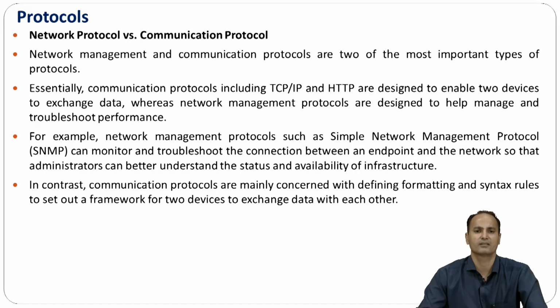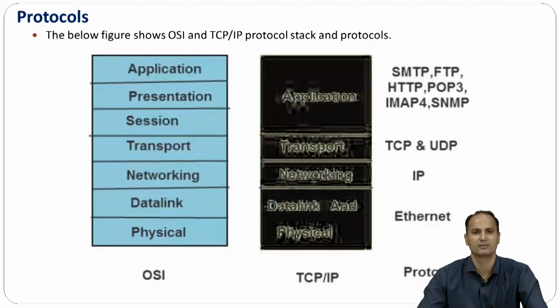In contrast, communication protocols are mainly concerned with defining formatting and syntax rules to set out a framework for two devices which are supposed to communicate. The figure shows there are two main layered models, one is OSI and the second one is TCP/IP, which has a standard protocol stack. OSI consists of a total of 7 layers, while TCP/IP is bundled with certain protocols and consists of 5 layers.